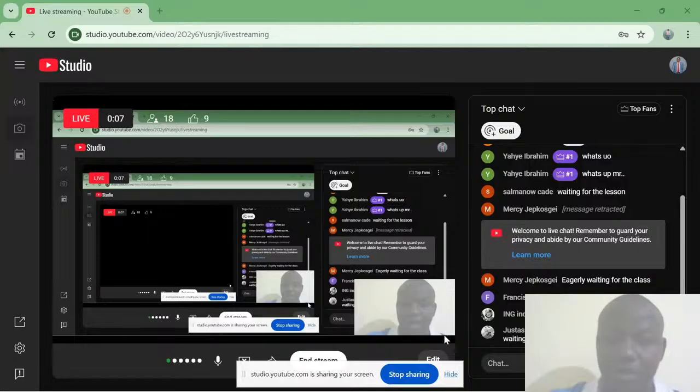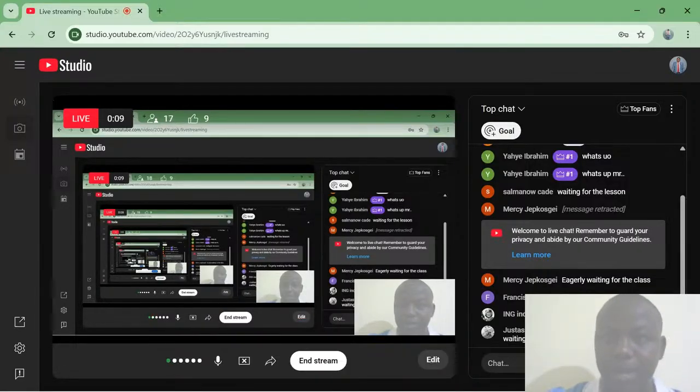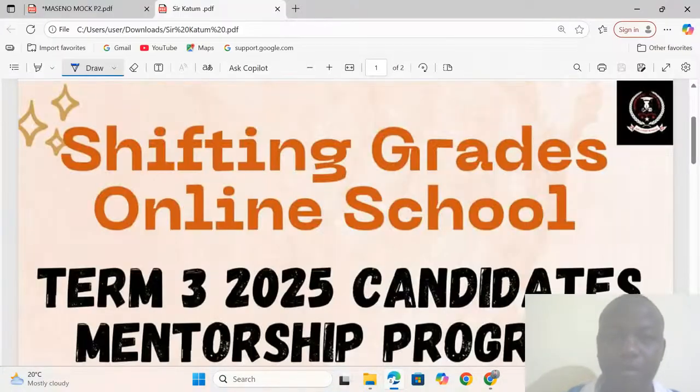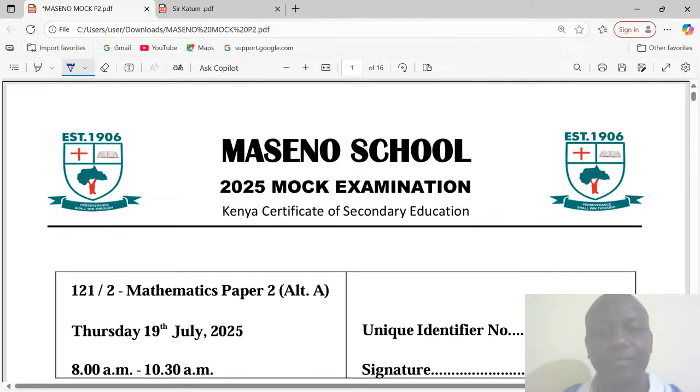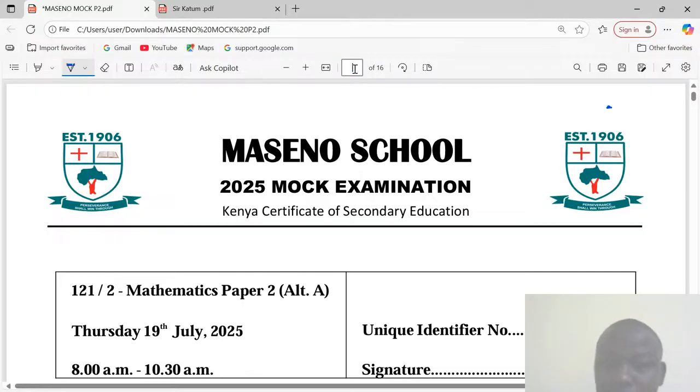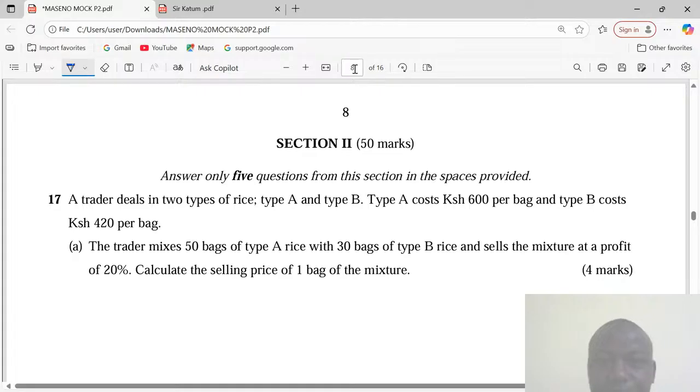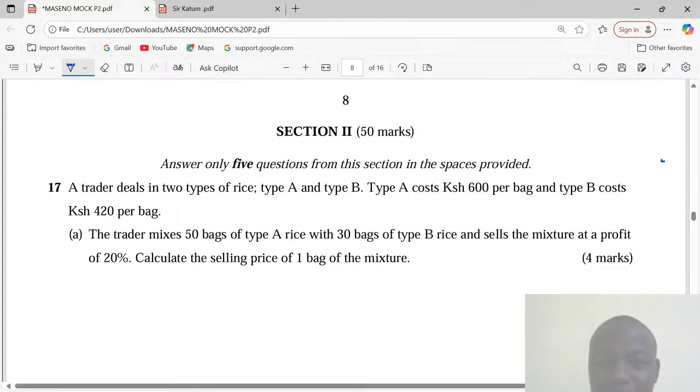I'm directly going to share the paper tonight for our discussion. This is the paper that we're going to discuss, and today we shall be going directly to section 2 of this paper. It's my hope that you guys are going to get something from today's discussion. Number 17 in section 2, we read the question together.